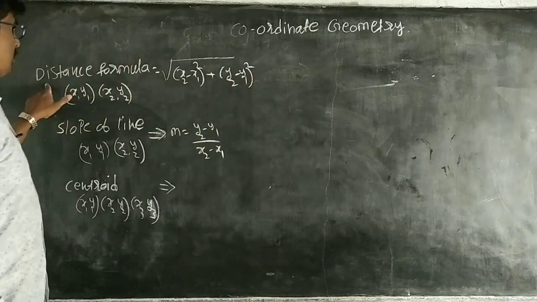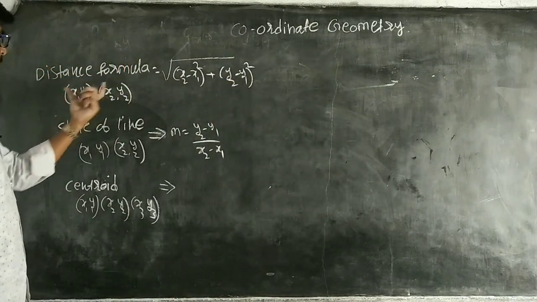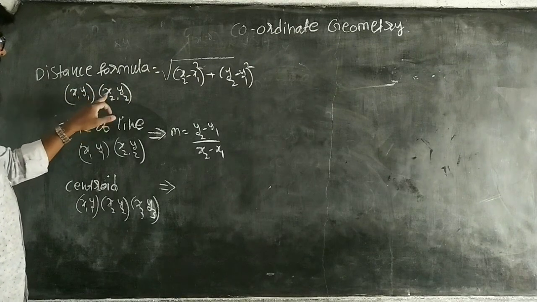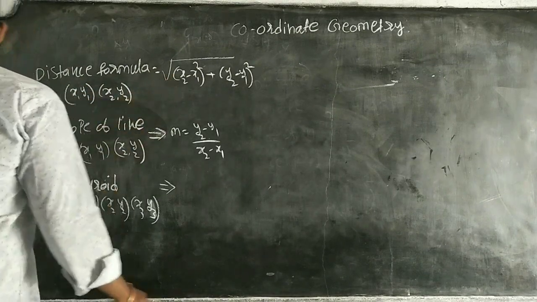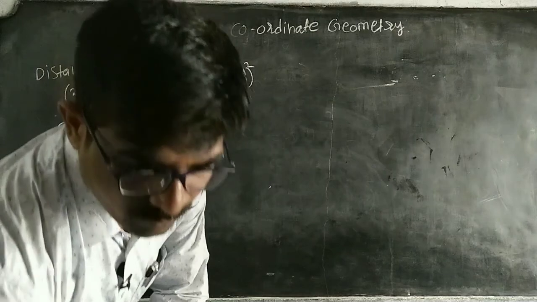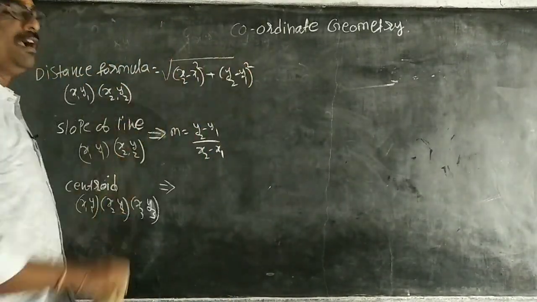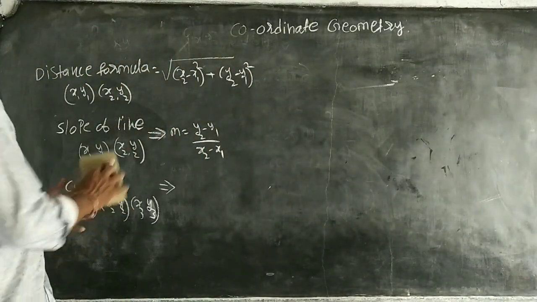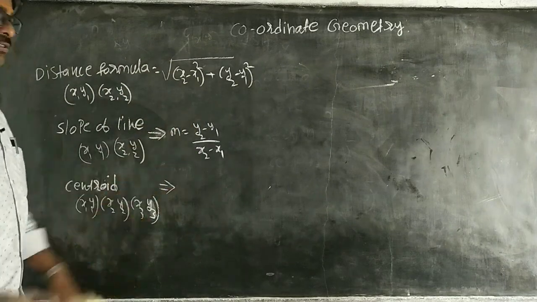So first, the distance formula. The distance between 2 points (x1, y1) and (x2, y2) is equal to under root of x2 minus x1 whole square plus y2 minus y1 whole square. This is the distance formula.